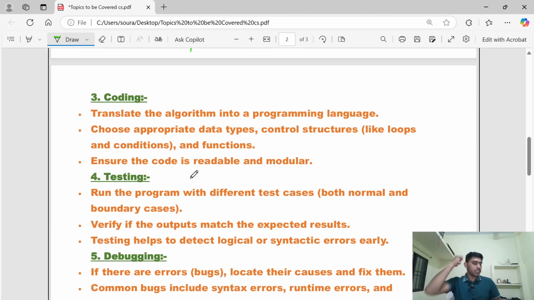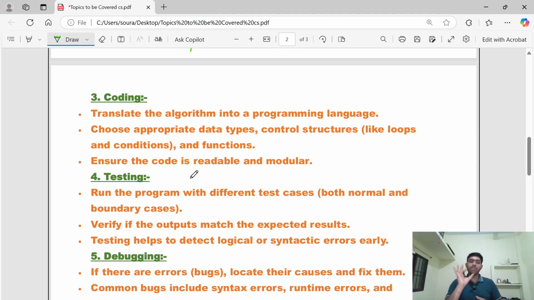Then coding. After you design a proper algorithm, you can go to the programming language. You can take any kind of programming language to deliver your project to the client. That is the main focus. Which language you are using, C++, Java or Python, it may be any language, but you should follow the algorithm. The algorithm is the framework for you. By looking at the algorithm, you can go for the coding part.